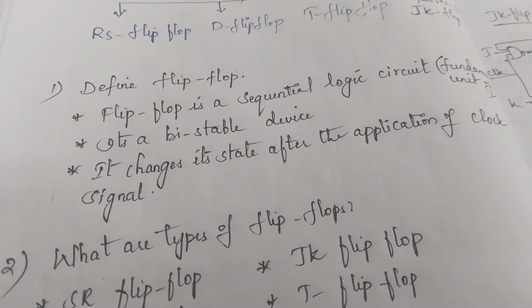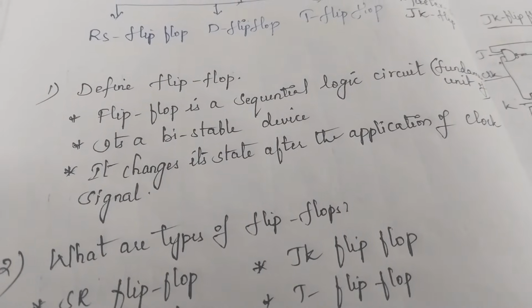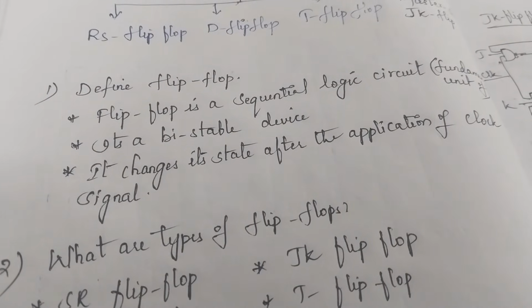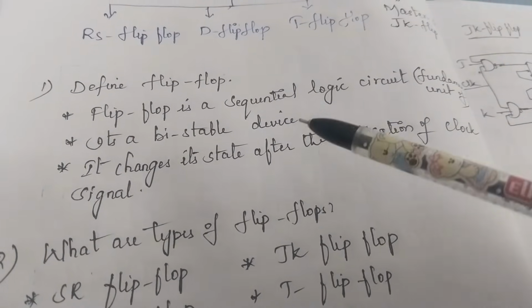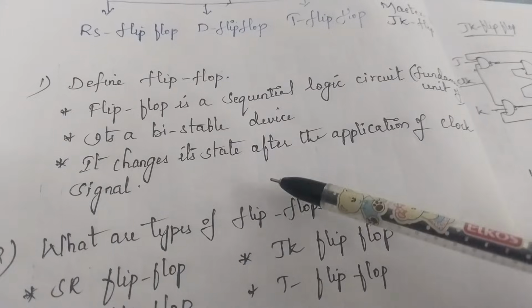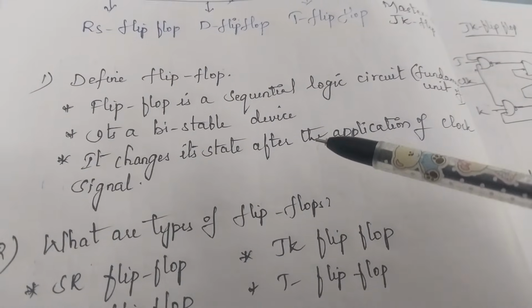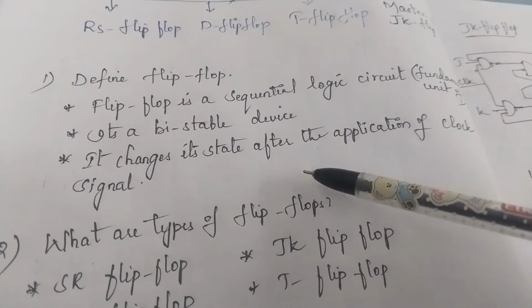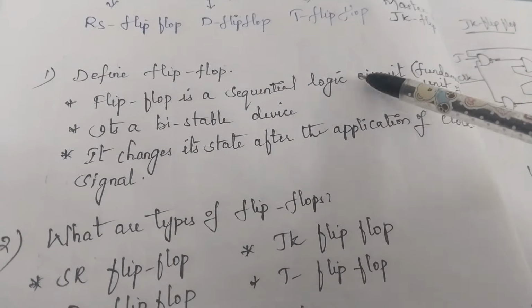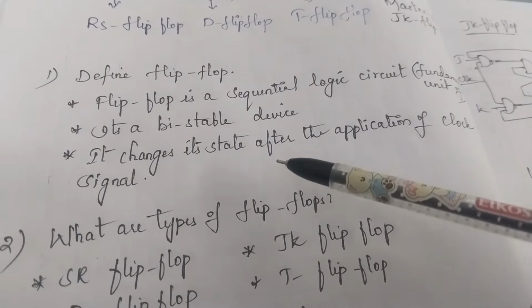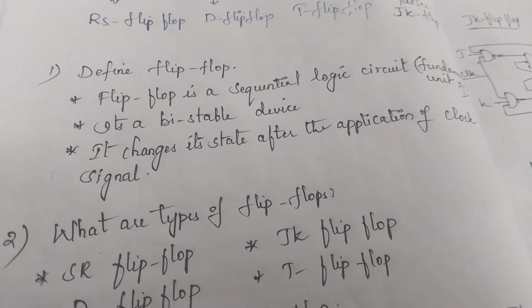Define flip-flop. It may be asked for 1 mark. Flip-flop is a combinational logic circuit. Flip-flop is a fundamental unit, a basic building block for sequential logic circuits. It is a bistable device. It changes its state after the application of a clock signal. So these are the 3 points you have to write if the definition comes. It is a fundamental unit of the sequential logic circuit. It's a bistable device. It changes its state only after the application of a clock signal.